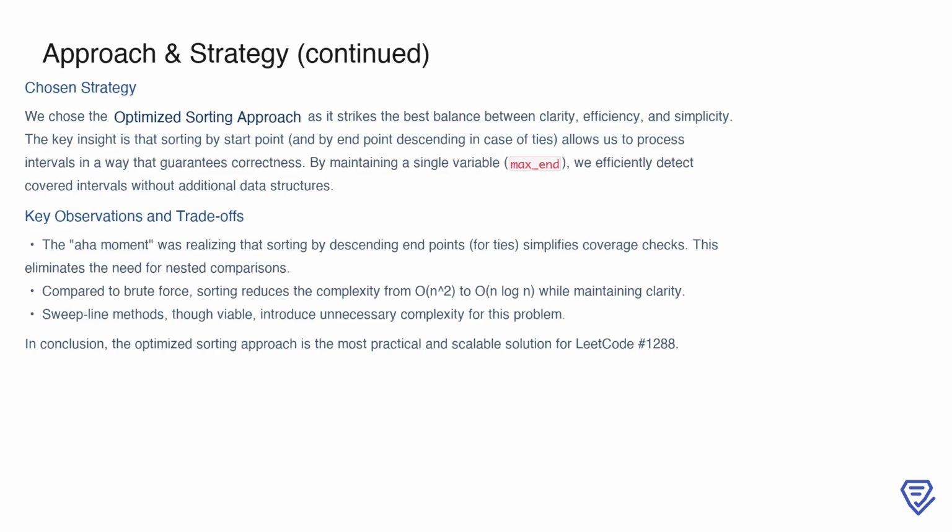By tracking just one variable, max_end, we can efficiently determine whether an interval is covered without needing additional data structures or nested loops. This approach reduces the complexity from n squared in the brute force method to n log n, thanks to the sorting step. While sweepline methods are an alternative, they introduce unnecessary complexity for this specific problem. The simplicity and scalability of the optimized sorting approach make it the ideal choice. It not only ensures correctness but also keeps the implementation straightforward, making it practical for competitive programming and real-world applications alike.